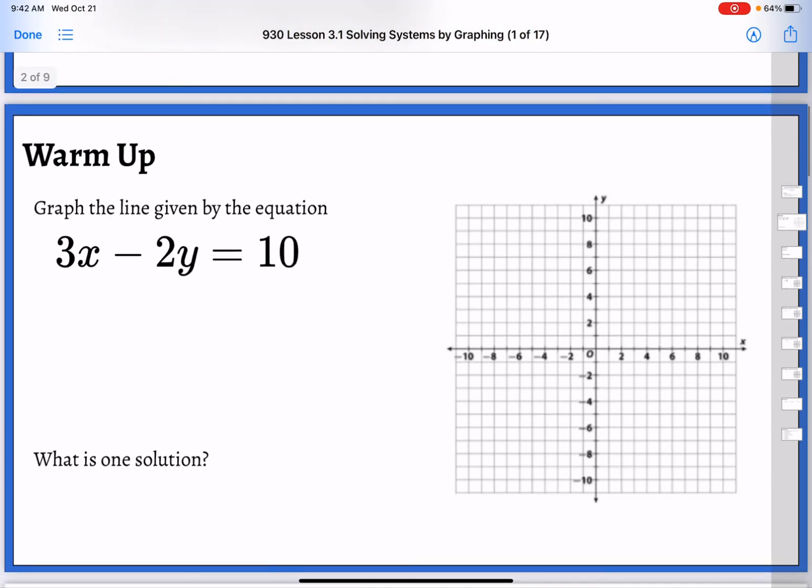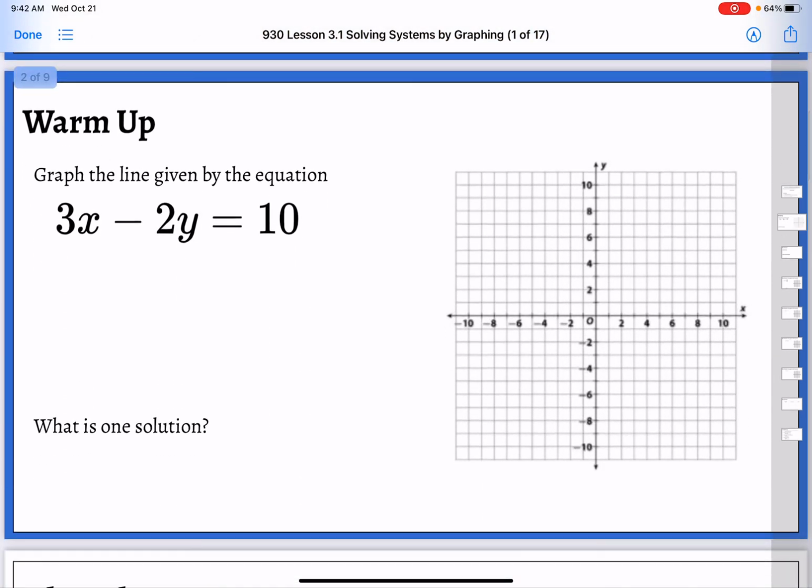So as a warm-up, since we're talking about linear equations again, here's just a link back to Unit 2, what we just finished up, and making sure that you remember how to graph linear equations. So go ahead and pause your video and graph this equation.